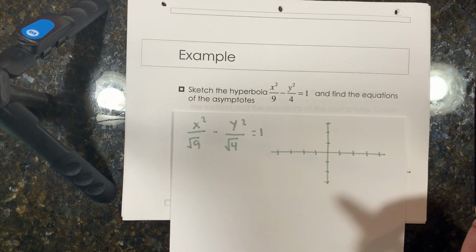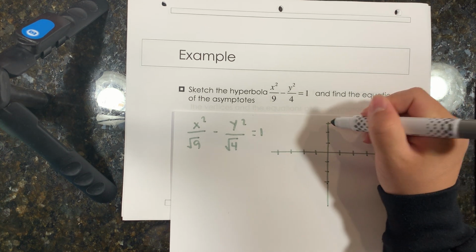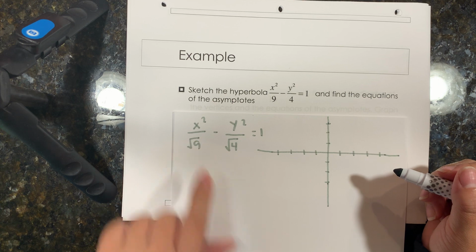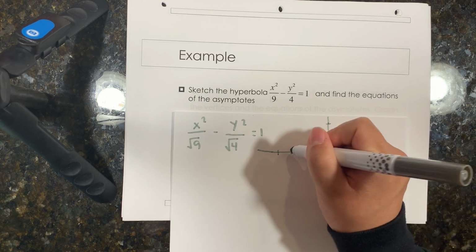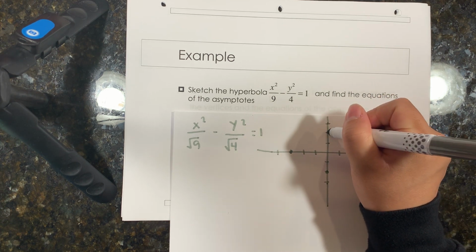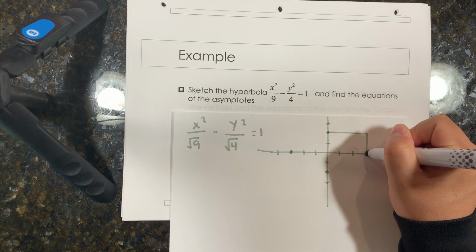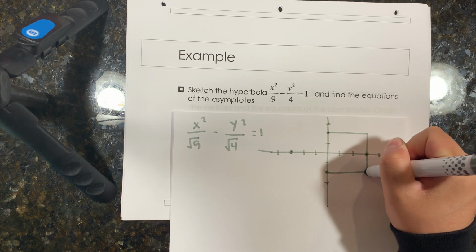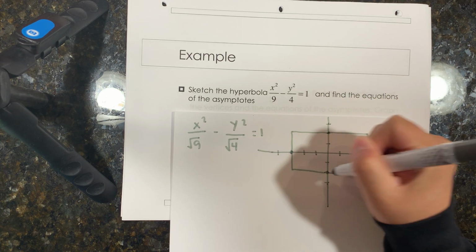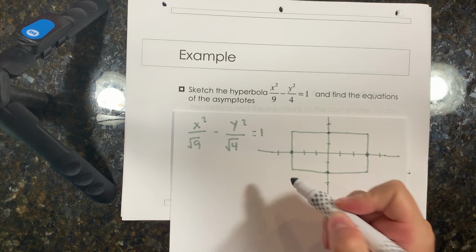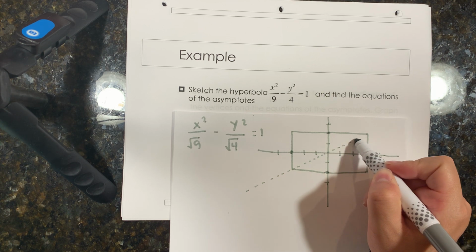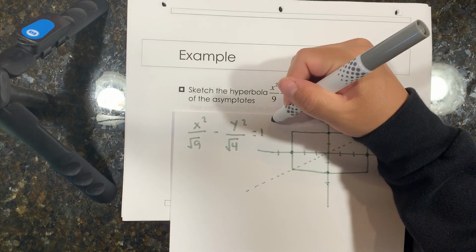Okay, so I'm going to extend these actually. On the x-axis, I'm going to go 3 away from the origin. On the y-axis, I'm going to go 2 away from the origin. And now I'm going to connect this box. So you're going to make a rectangular box that looks like that. And now we're going to put in the asymptotes, which are going to be diagonal lines that go through the two corners and the center. Okay, like that.